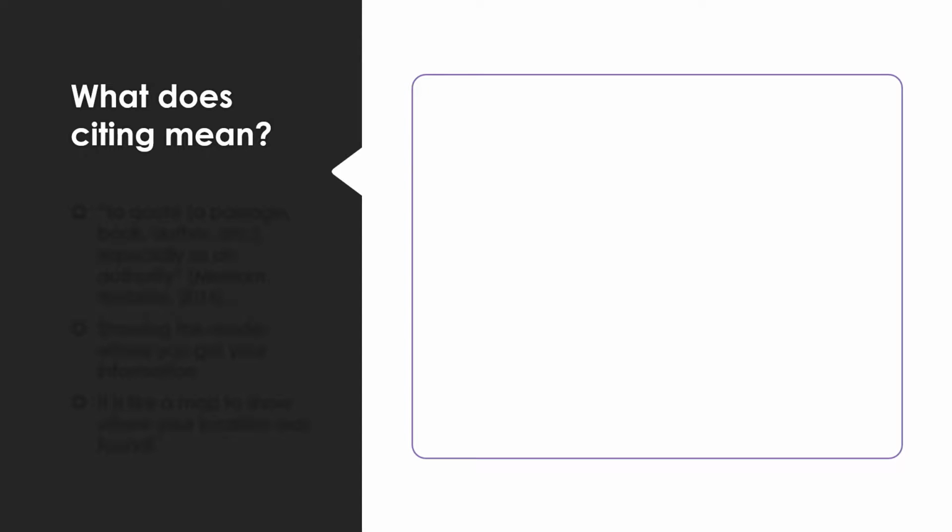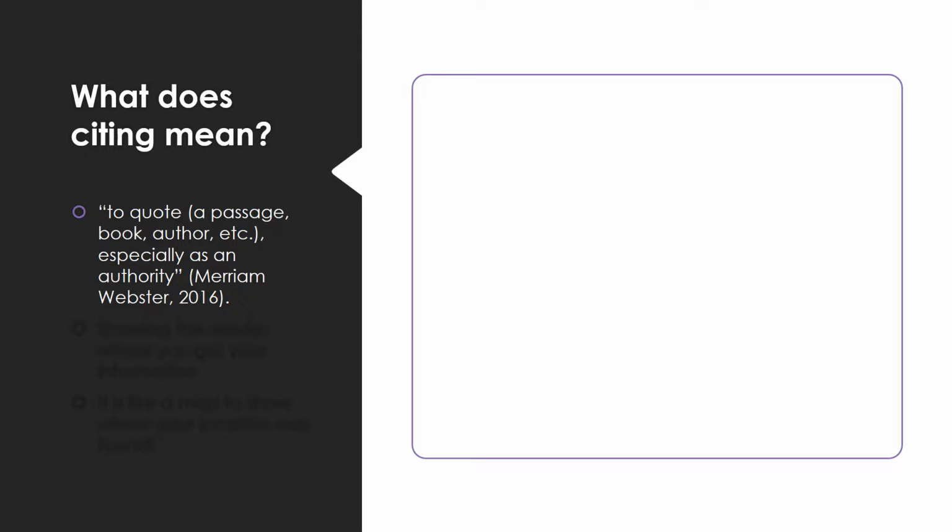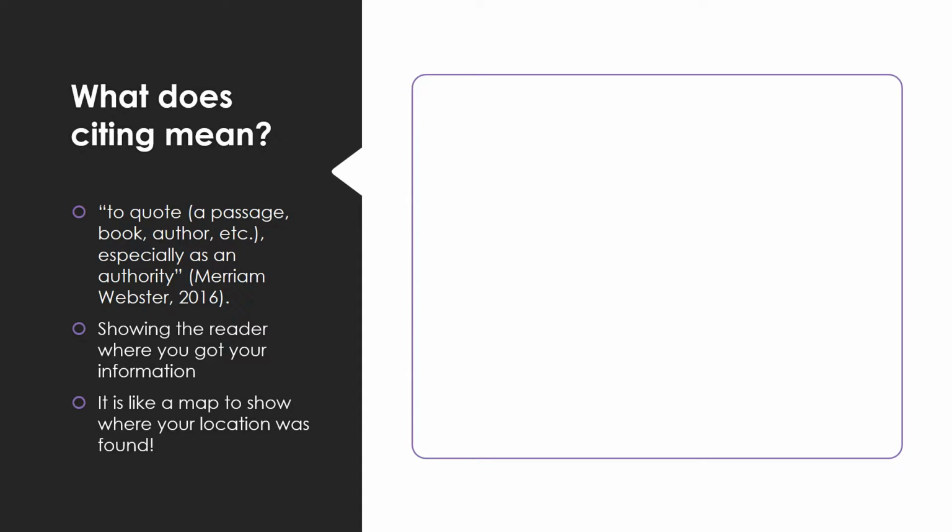What does citing mean? The dictionary definition: to quote a passage, book, author, etc., especially as an authority. So you're showing the reader where you got your information. It's like a map to show where your location was found.